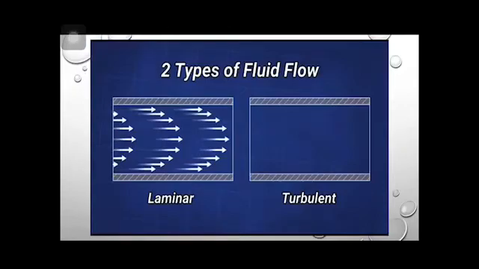When fluid is in motion, its flow can be characterized into two types. The first type is streamline or laminar flow, and the second type is turbulent flow.